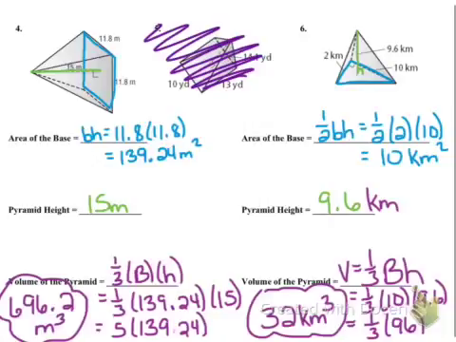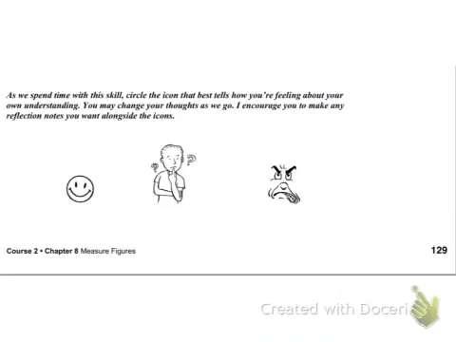Okay, so that one was a little bit different just because we had to use the formula for the area of a triangle right here, simply because our base shape was a triangle and not a rectangle. So pay very close attention to that base shape. Find its area, multiply it times the height, and then divide by 3. And that's it for volume of a pyramid.